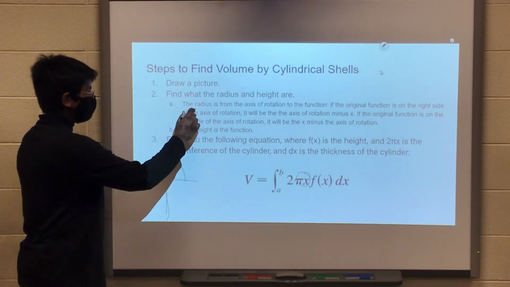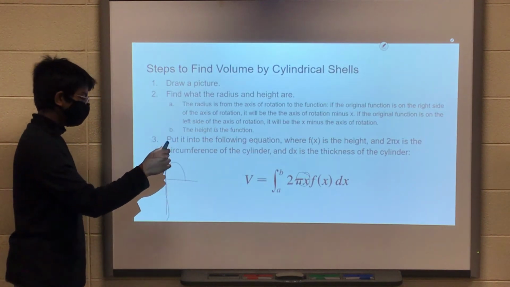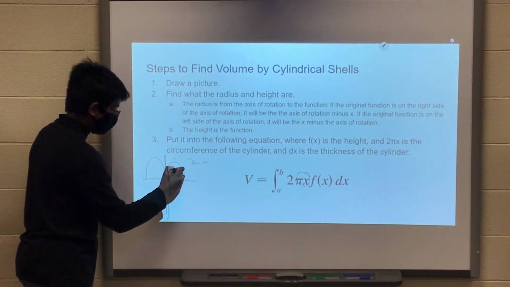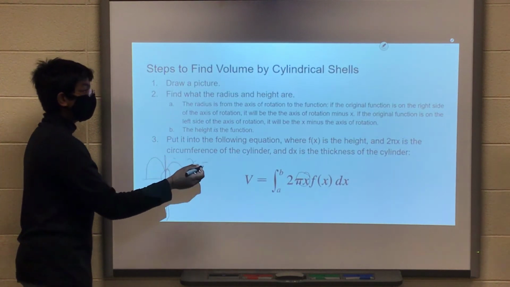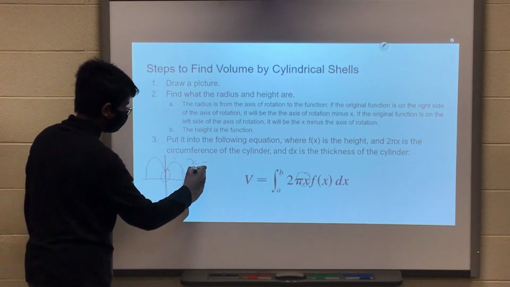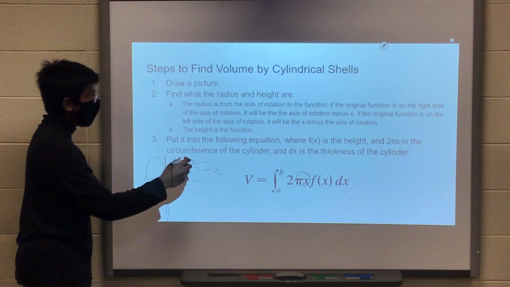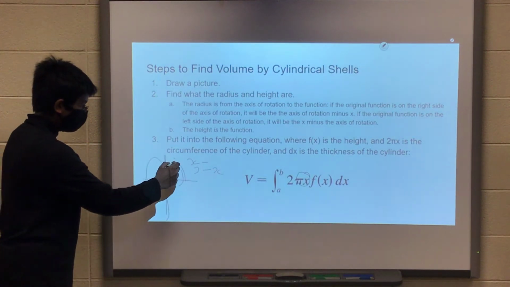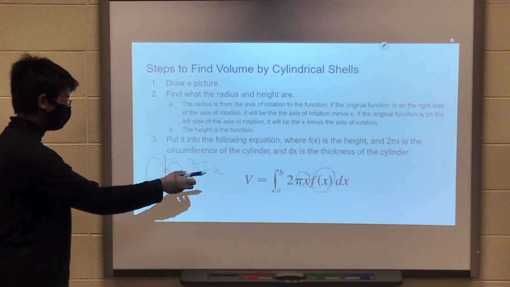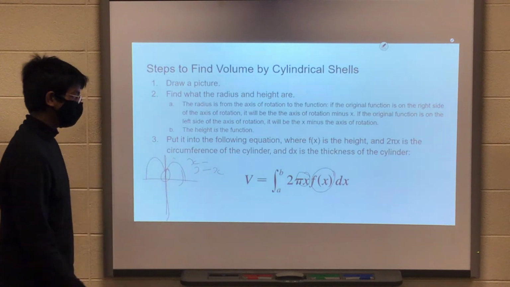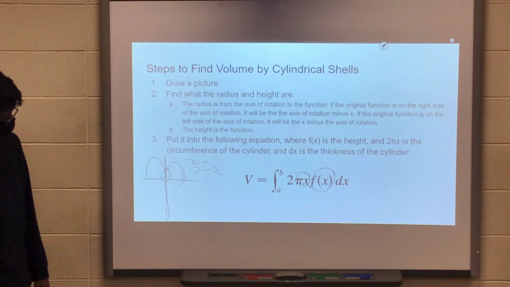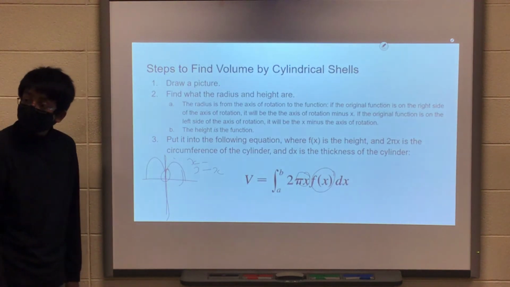So if it's from the axis of rotation, if the original function is on the right, like here it is, then it will be x minus whatever the axis of rotation is. If the original function is on the left of the axis of rotation, then it'll be the axis of rotation minus x. And the height is actually a function. This is the height. You put that into the equation, and you get the volume of the entire thing. So that equation right there is how you find volume using cylindrical shells.